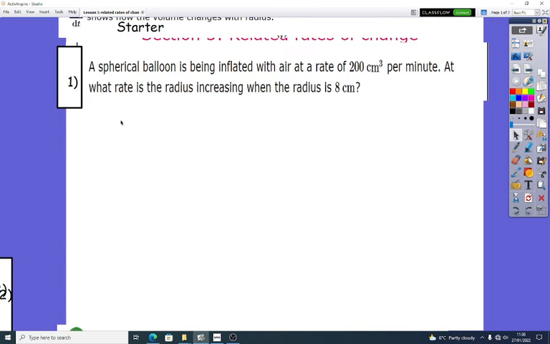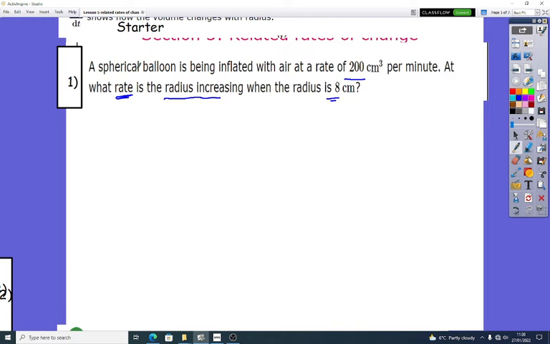Right, let's have a go at this question. A spherical balloon is inflated with air at a rate of 200 centimeter cube per minute. At what rate is the radius increasing when the radius is 8?